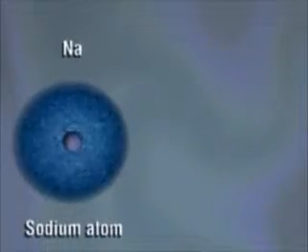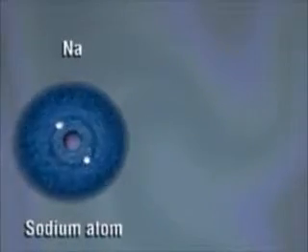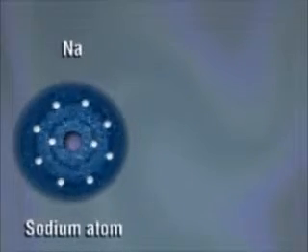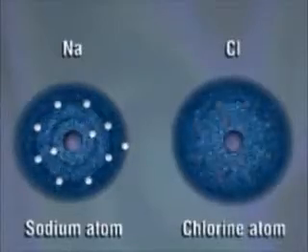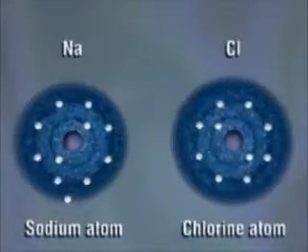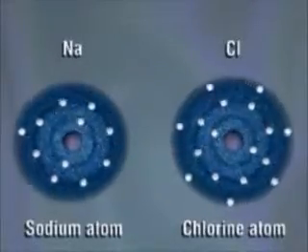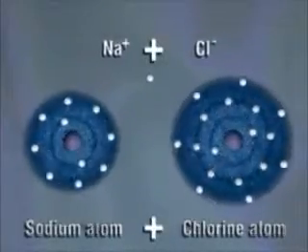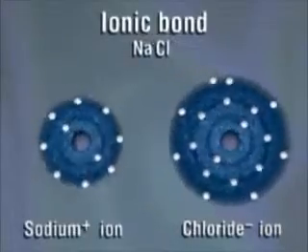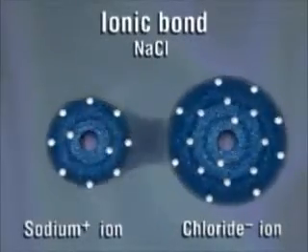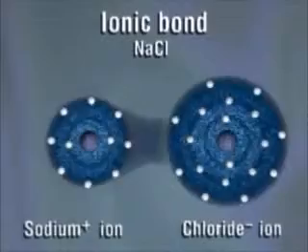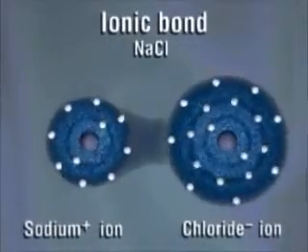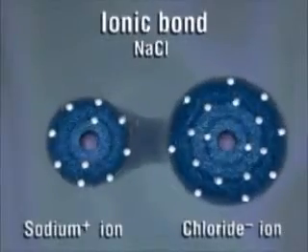A sodium atom contains 11 electrons, 2 in the first energy level, 8 in the second, and 1 in the third. A chlorine atom has 17 electrons, with the outer level holding 7 electrons. When sodium and chlorine combine, the sodium atom loses 1 electron and the chlorine atom gains it. Thus, the chlorine ion formed is stable with 8 electrons in its outer level and has a negative charge.